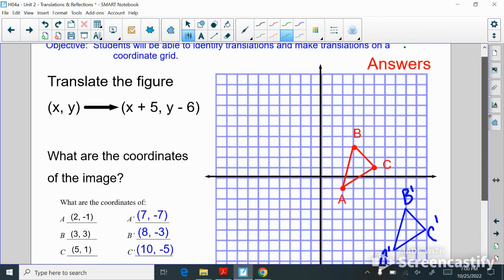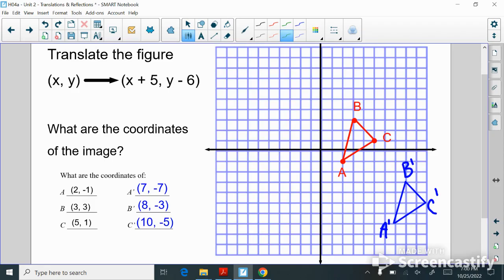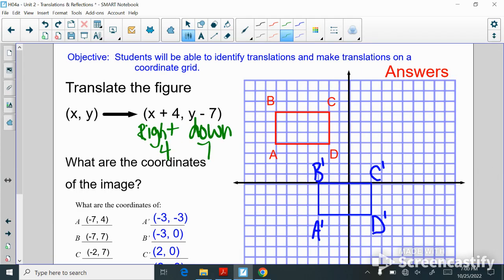So here are your answers for the next problem. Again, this is given in our arrow notation because we have that plus 5. This means right 5. And that negative means down 6. And our last one, again, given in arrow notation, x plus 4 means to the right 4, and then down 7. And you can see those images here.